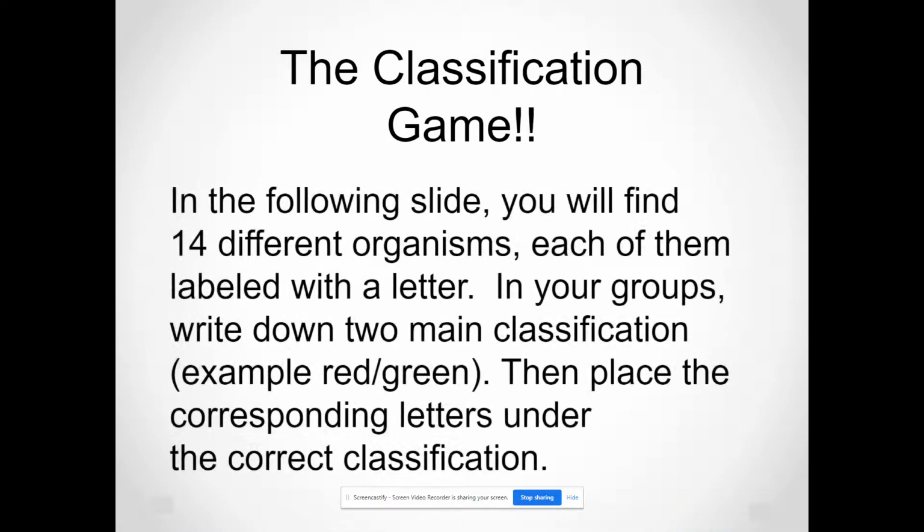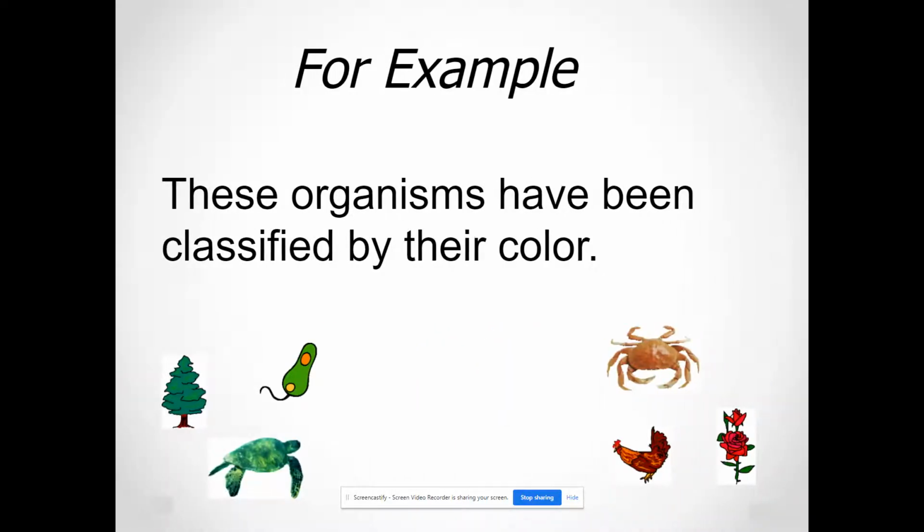Classification game. In the following slides, you will find 14 different organisms, each of them labeled with a letter. In your groups, write down the 2 main classifications. Example, red and green. Then place the corresponding letters under the correct classification. These organisms have been classified based on color.